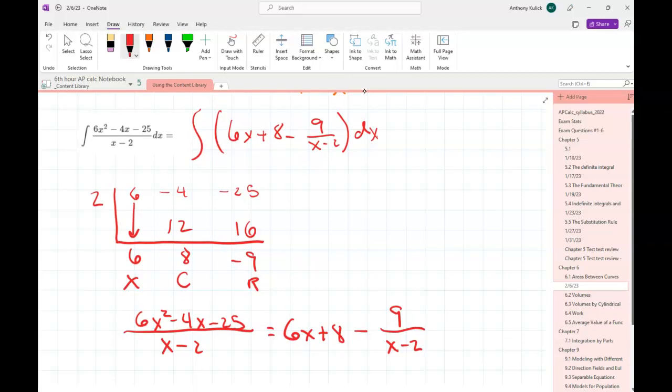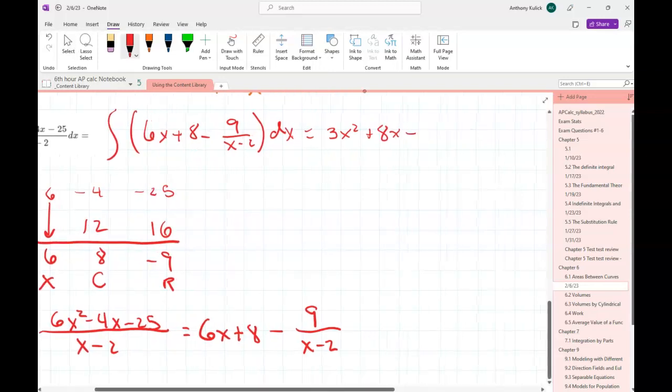Can I do this integral? Yeah, we can. So the antiderivative of 6x is 3x squared. The antiderivative of 8 is 8x. Then how do I do the antiderivative of negative 9 over x minus 2? Pull the negative 9 out front, right?